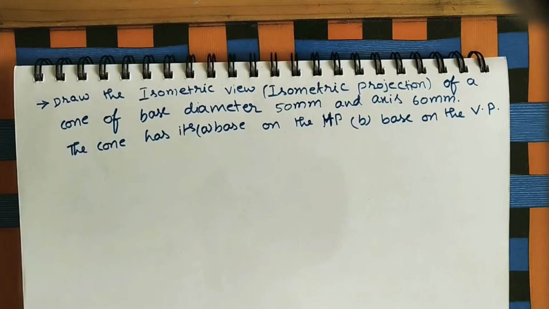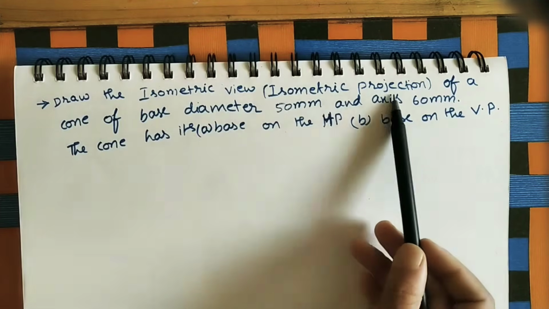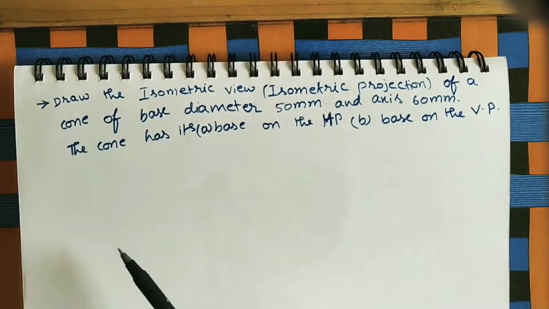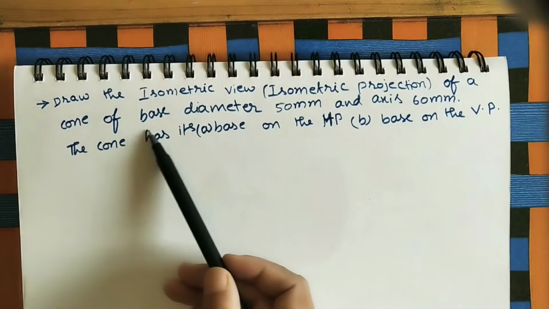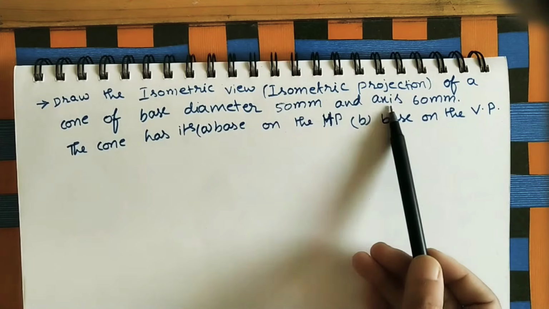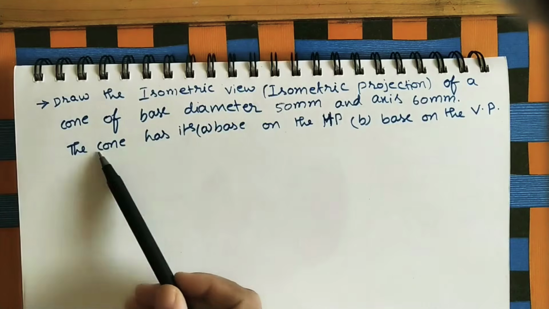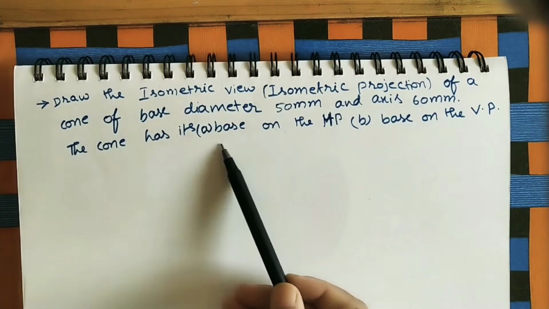Let us discuss how to do the isometric view or isometric projection of a given cone. Let us take the given data. Draw the isometric view of a cone of base diameter 50 mm and axis 60 mm. The cone has two bits, A bit, B bit.